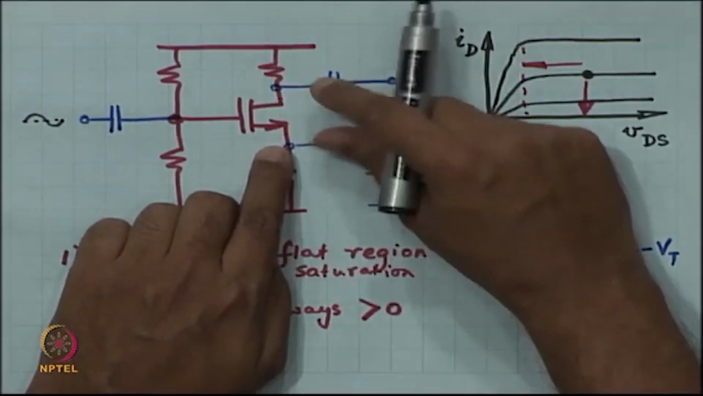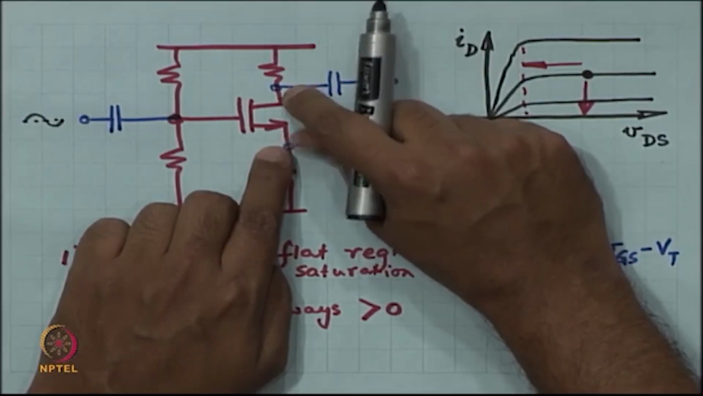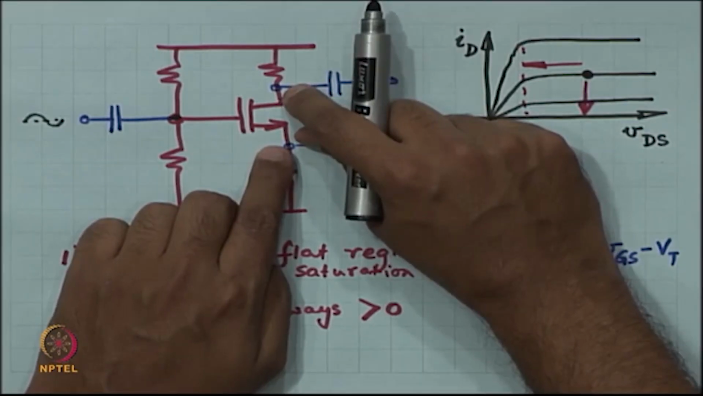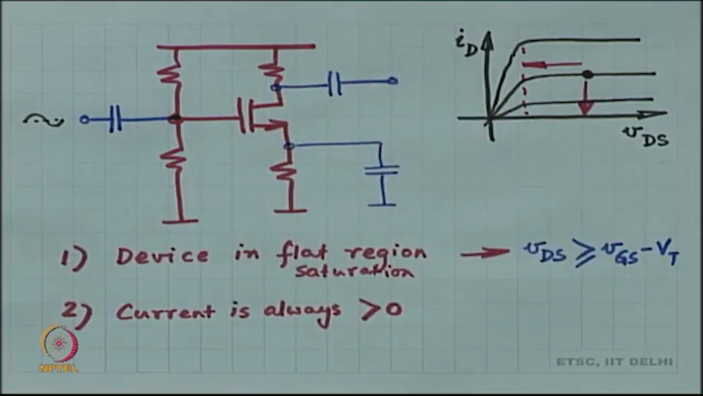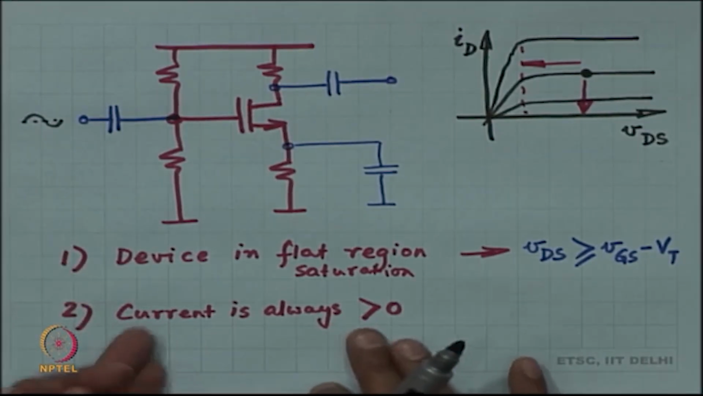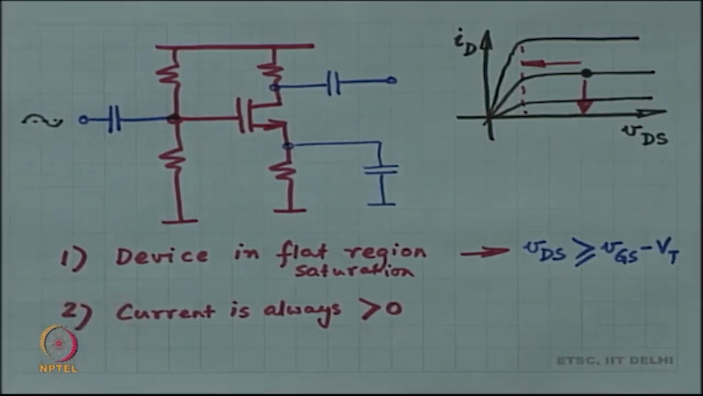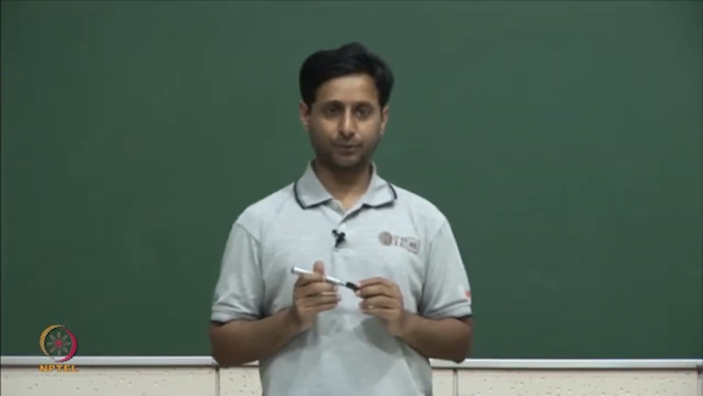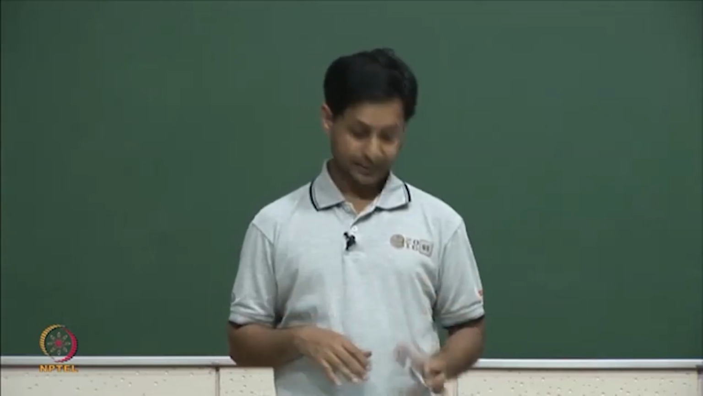You have to make sure that VDS, even though the drain voltage has dropped, should be sufficient that it is more than VGS minus VT. This is when the current is too much, and then the current is too little, right. The lowest current that you can have is 0, you can't have a current less than 0. So, these are generally the two conditions which you have to maintain, right.